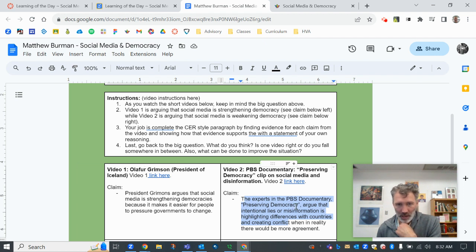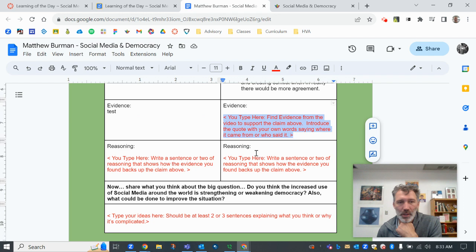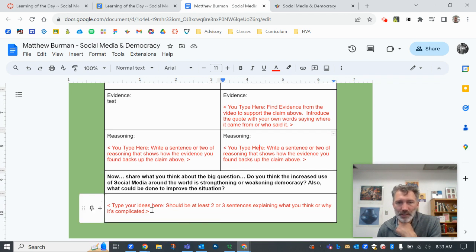So you've got the two claims. Your job is just to find evidence and reasoning, so CER style, and you'll put those here. Oh, I guess I put mine here. It says test. So you'll just highlight the part in red, and then type in your own words. You'll add in your evidence and your reasoning, and then come back down here together to put those two ideas together.